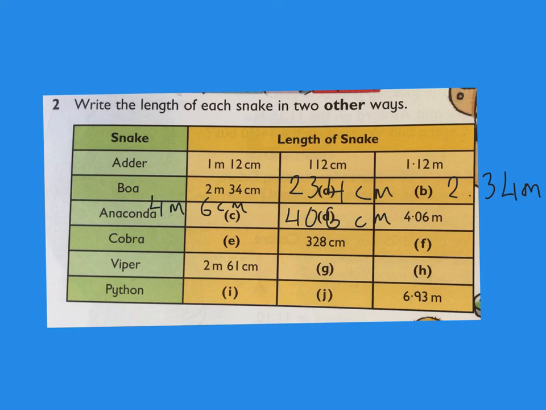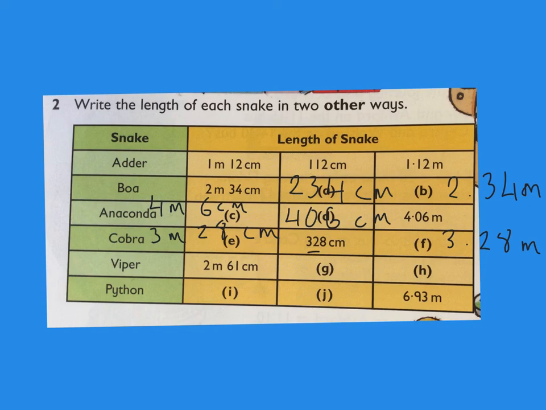Okay, now the next one, the cobra. So we know it's 328 centimeters. Now 328 centimeters is 3 meters. That accounts for the 300 centimeters. And 28 centimeters in decimal form, that is 3.28 meters. Okay, and not centimeters, meters. Because it's 328 centimeters.